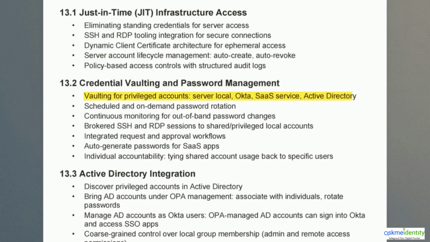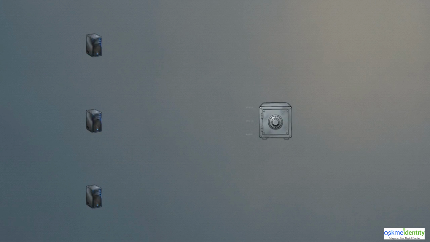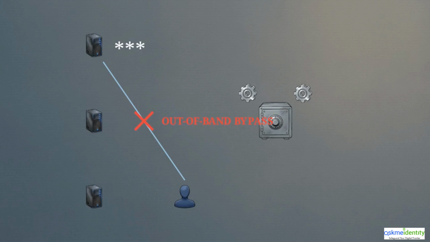Of course, some legacy systems simply cannot function without static passwords. Section 13.2 details how Okta secures these older environments using credential vaulting. If a password must exist, it cannot be stored locally. Highly sensitive credentials are pulled from the individual servers and locked inside a central vault, where the system executes scheduled and on-demand password rotations. If an administrator logs directly into a server and manually changes a password, they bypass the vault. This is called an out-of-band change. Okta continuously monitors the infrastructure and immediately flags the activity if a password is altered outside the central system.